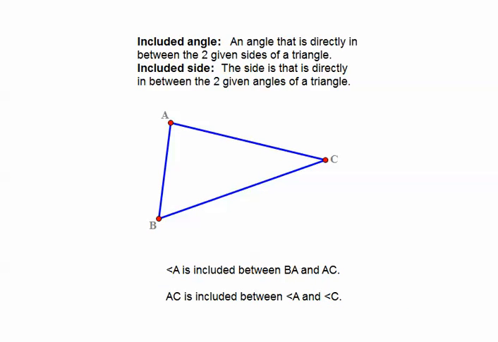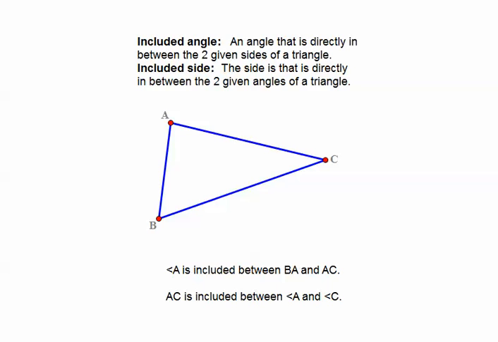The last vocabulary terms that you'll encounter this week are included angle or included side. And this means that the part is directly in between the two other parts that we are given. So an included angle is the angle that is directly in between the two given sides of the triangle. This means that they're the two particular sides that they're focusing on in the problem.